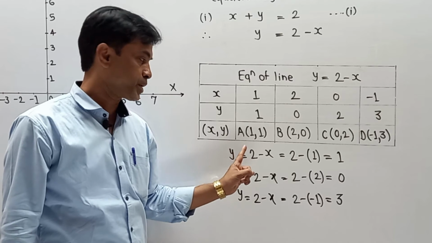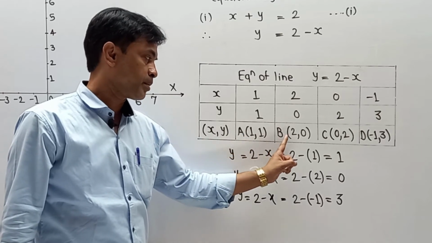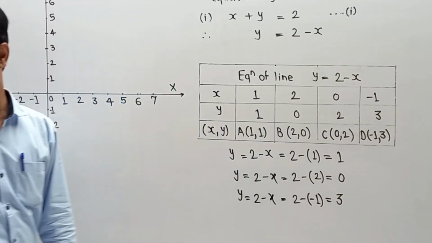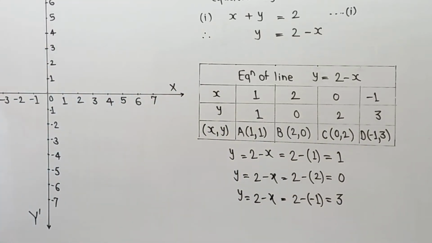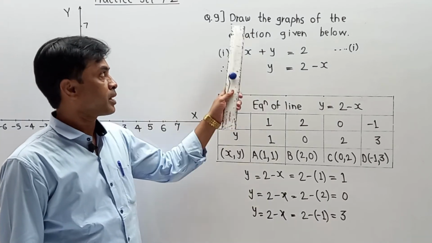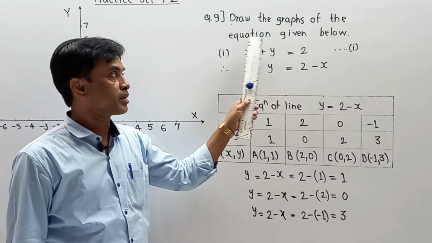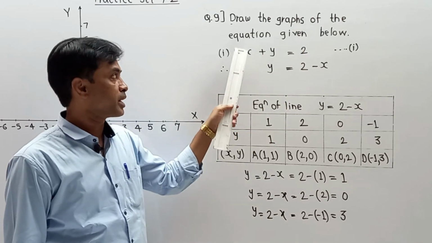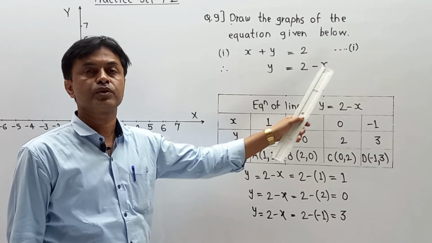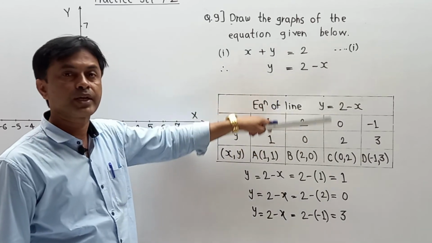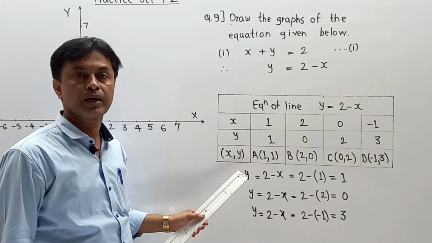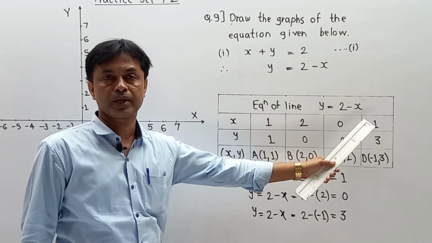So we have 4 points ready. A is (1, 1), B is (2, 0), C is (0, 2), and D is (-1, 3). Now I'm going to draw these points on a graph. Remember, the question pattern remains the same. Draw the graph of the equation given below. It means they are going to give you only one equation. We modify it in the form of y equals something. Then we create a table with x, y and (x, y) columns, and we write the equation of the line.